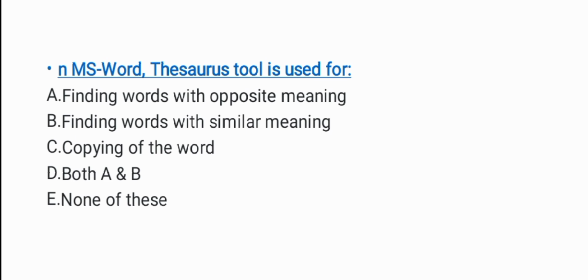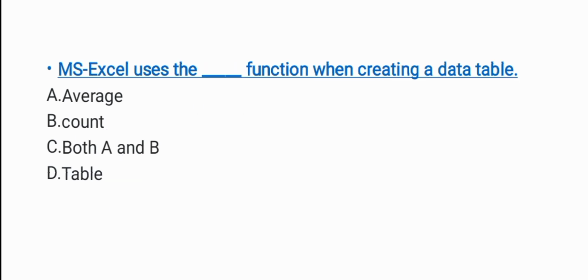In MS Word, Thesaurus tool is used for finding words with opposite meaning, finding words with similar meaning, copying of the word, both A and B, none of these. The correct option is option D, both A and B. एंटोनिम भी और सिनोनिम भी दोनों फाइंड करती है. MS Excel uses the dash function when creating a data table. Average, count, both A and B, table. Uses table function. Correct option is option D.